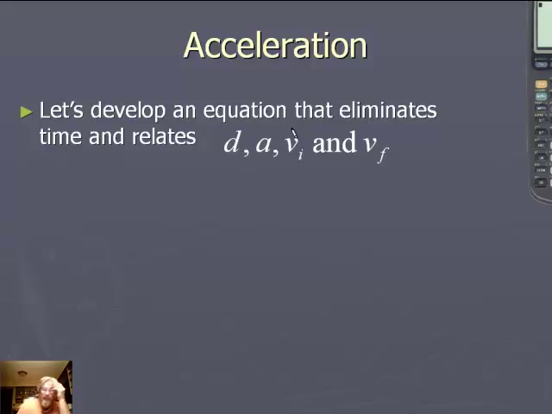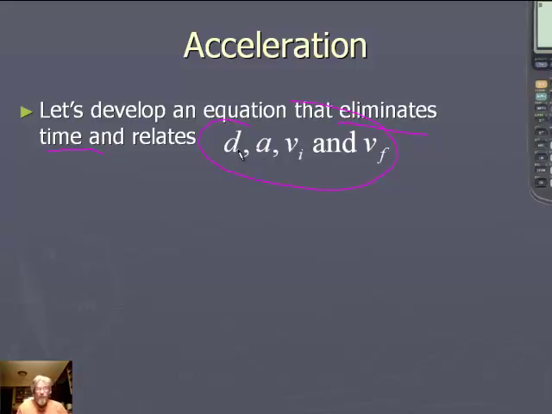Another equation that would be really handy to have is one that you don't need time for, to solve problems where you're not given time or you don't have any information about time. So we're going to develop an equation that eliminates time completely, gets rid of it, and just relates these variables: the starting and ending speed, the acceleration, and the distance, how far it travels.